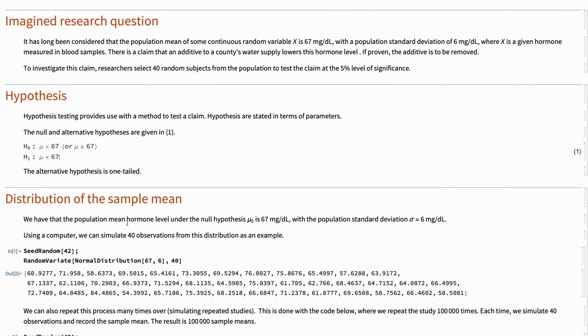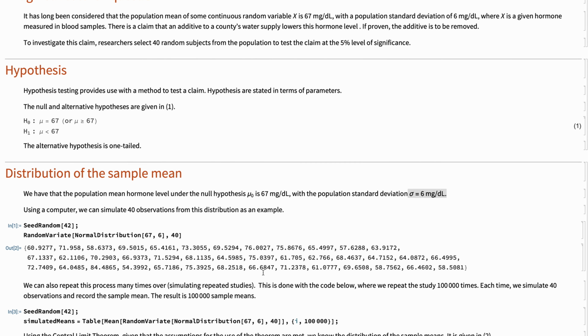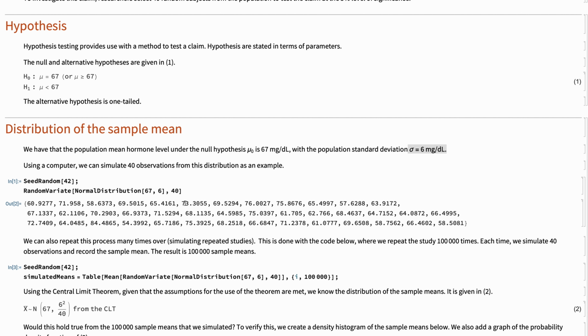So we have this population mean hormone level under the null hypothesis. So our mu sub 0 is exactly 67 milligrams per deciliter with a population standard deviation, as we can see there, sigma, that's 6 milligrams per deciliter. So we can very easily take a computer and say, well, if these were the parameters, just generate 40 random observations for me, please. And that's exactly what I've done with the code there. I said, give me 40 random values from this distribution under the null hypothesis, and we see 40 random observations. But why would we stop there?